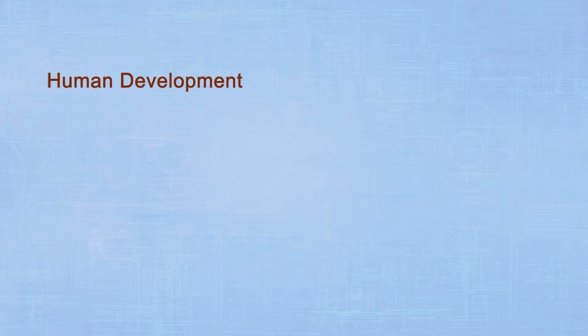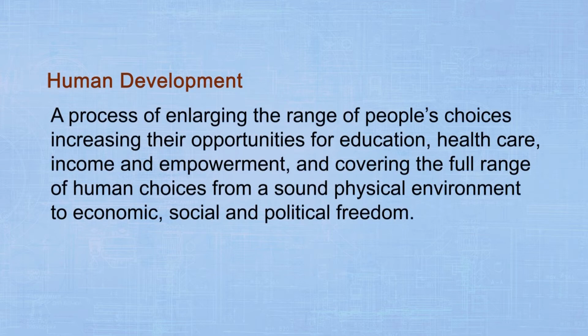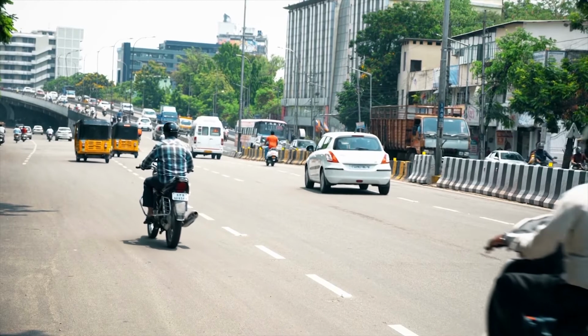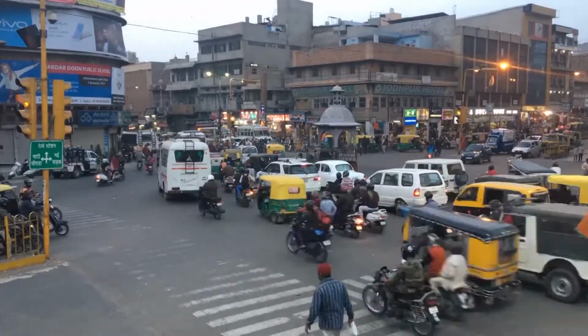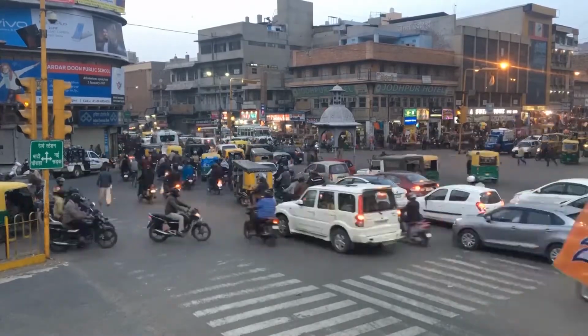The definition of human development. Human development is a process of enlarging the range of people's choices, increasing their opportunities for education, health care, income and empowerment and covering the full range of human choices from a sound physical environment to economic, social and political freedom. Thus, enlarging the range of people's choices is the most important aspect of human development.